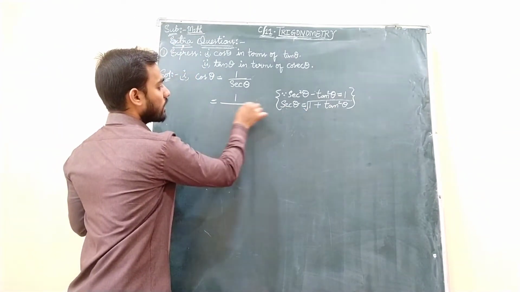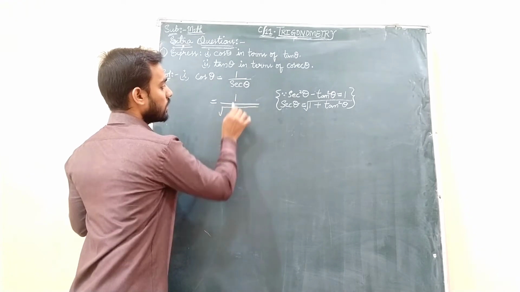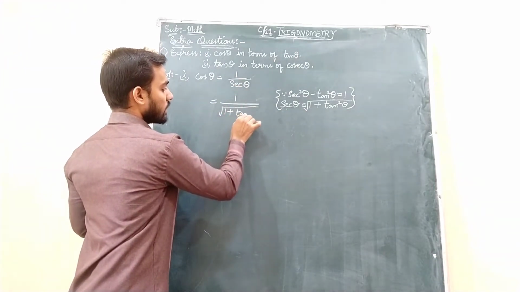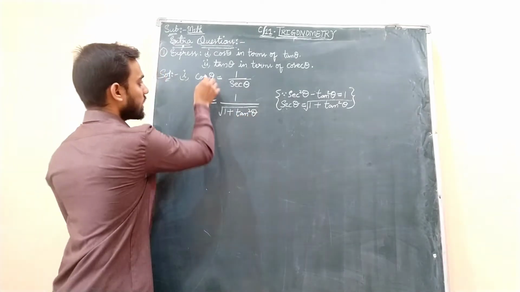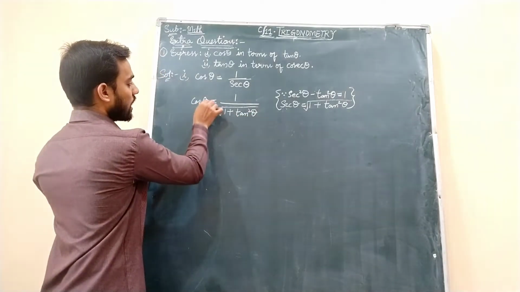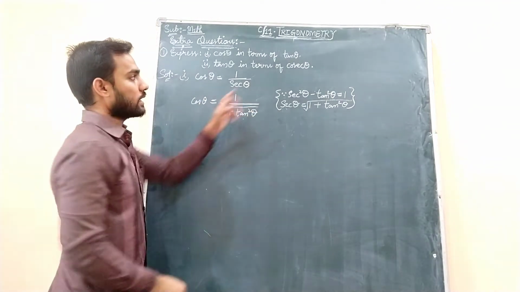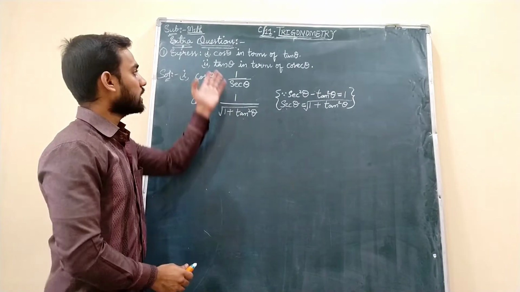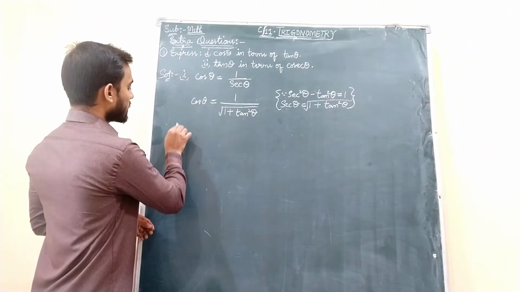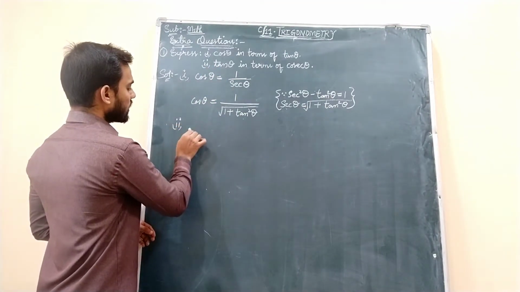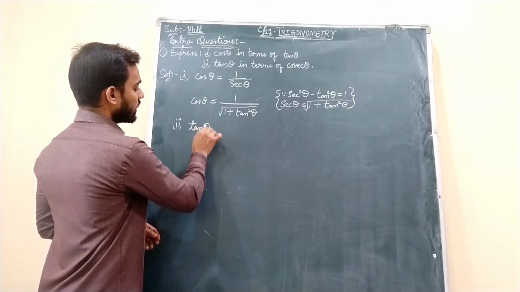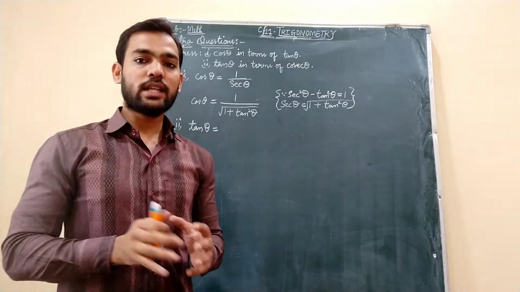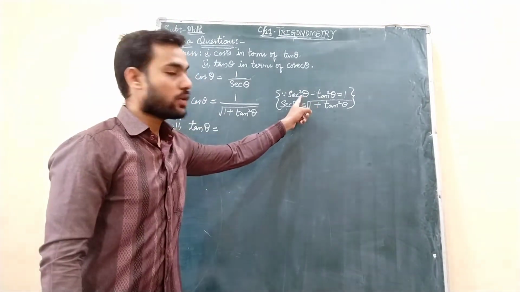So that only I will do 1 by under root over, in place of secant theta I will write 1 plus tan square theta. Understand? It means that we got the value of cos theta in terms of tan theta. Understand students? So to understand it more clearly, I will explain the second bit also. The second bit says that tan theta needs to be converted in terms of cosecant theta. So when you check the identity of tan theta, it is there along with secant theta.